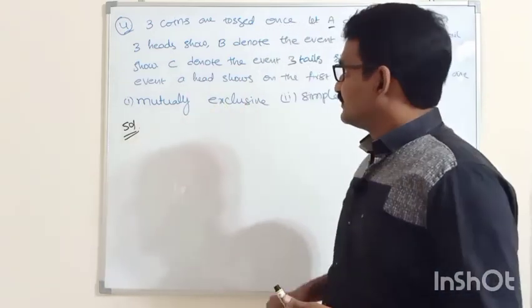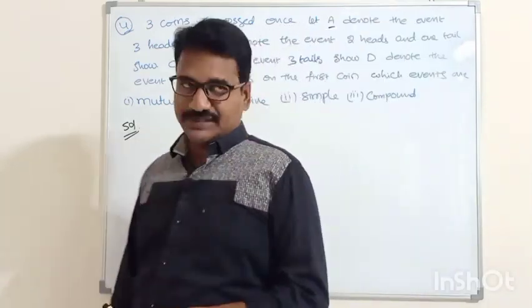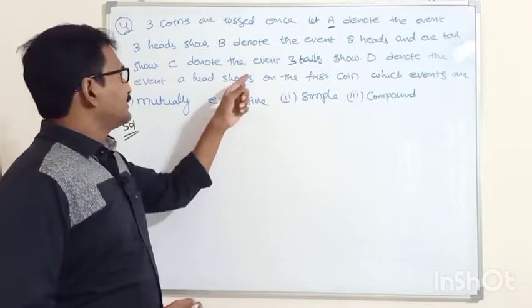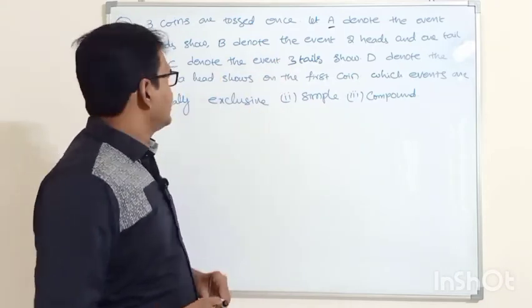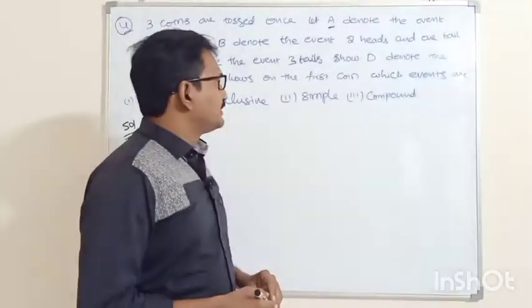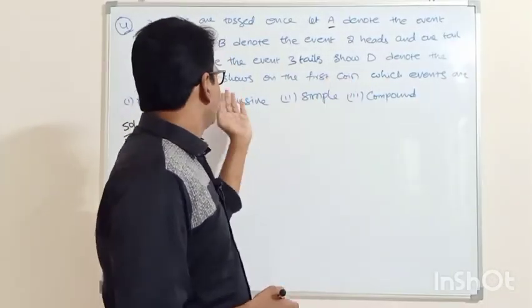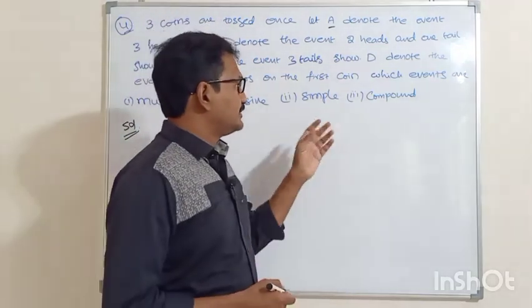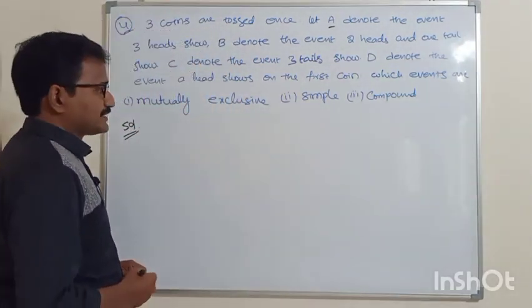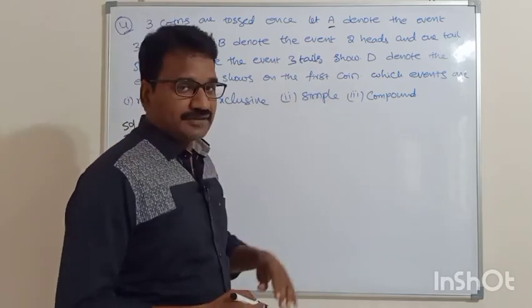So, fourth problem. 3 coins are tossed. Let A denote the event of 3 heads showing, B denote the event of 2 heads and 1 tail showing, C denote the event of 3 tails showing, and D denote the event of a head showing on the first coin. Then which of the events are mutually exclusive, simple and compound?